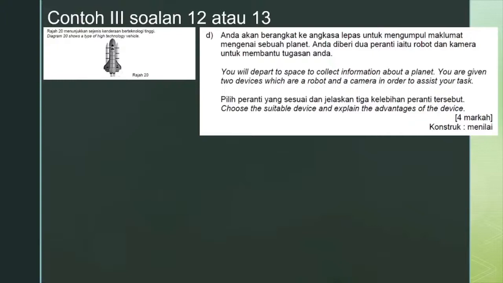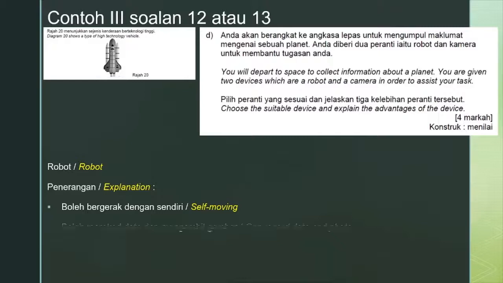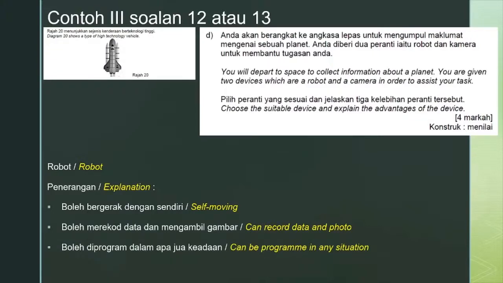So kita pilihlah apa yang sesuai. Untuk jawapan ini pun sebenarnya dia tetap, iaitu robot. Robot dia lebih realistik daripada kamera. So kita pilih robot. The answer is robot. Why? Because the robot is self-moving. Robot tersebut boleh bergerak dengan sendiri, boleh merekod data dan mengambil gambar, can record data and photo, boleh diprogram dalam apa jua keadaan, can be programmed in any situation, dan pelbagai fungsi. The robot is multifunction.